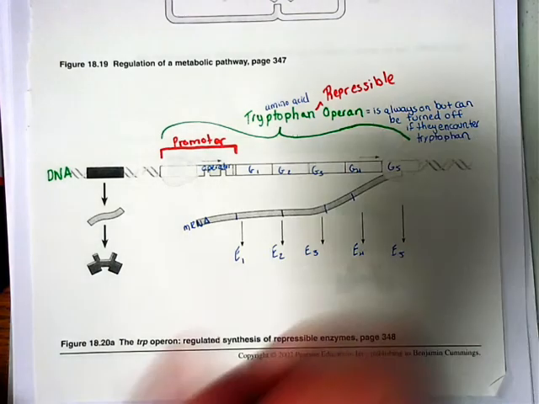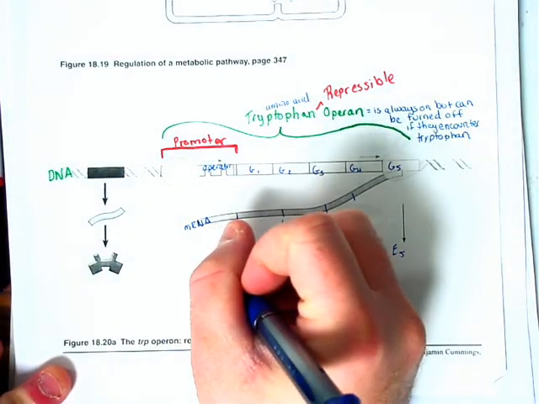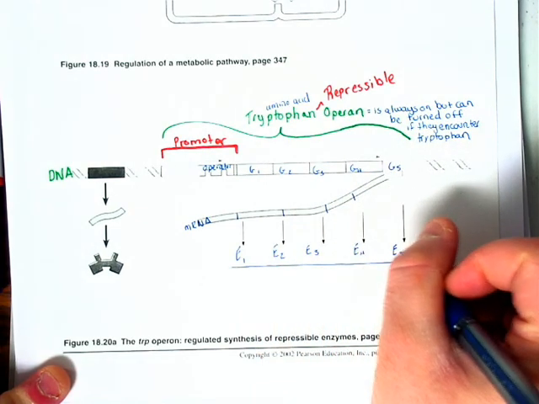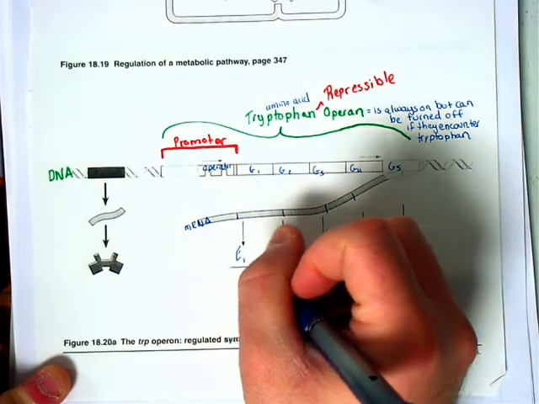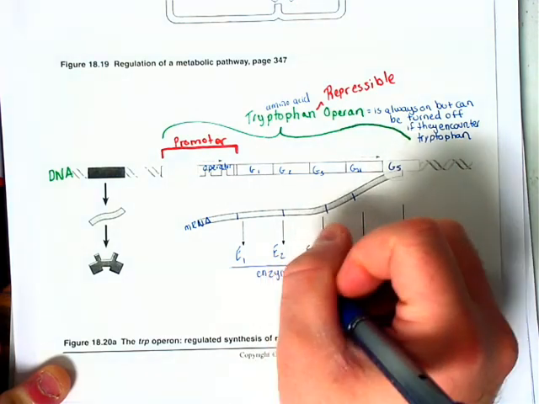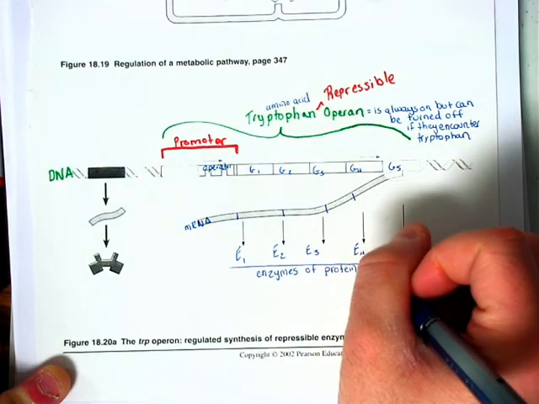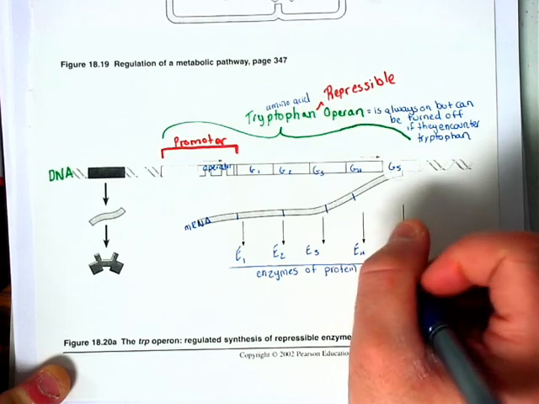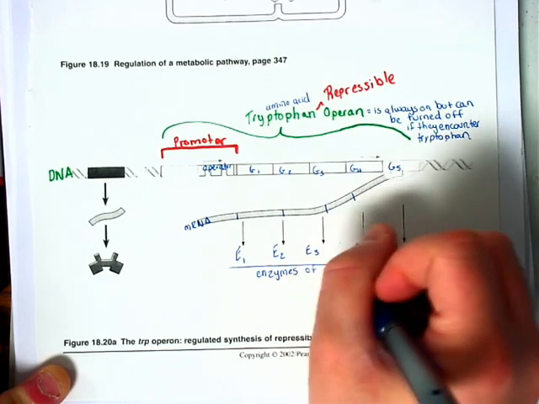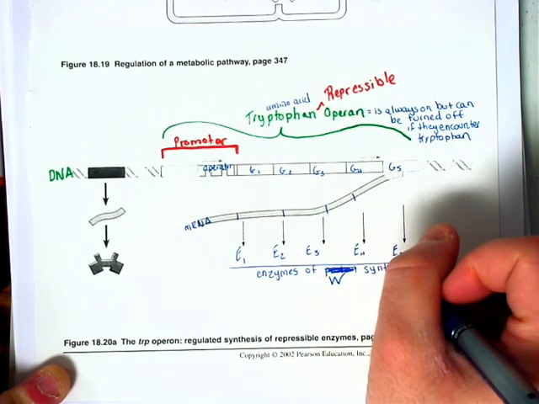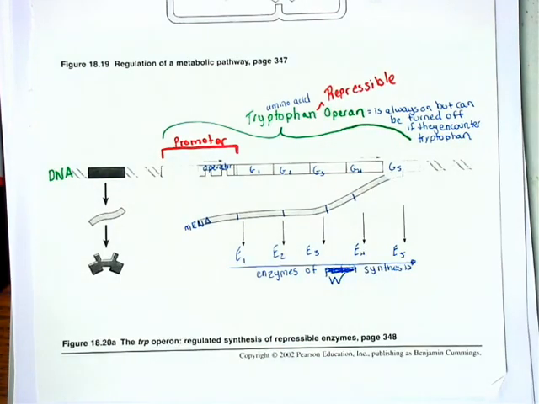Right? So right here, these would represent the enzymes of, I'm sorry, not protein synthesis, tryptophan synthesis. The enzymes of tryptophan synthesis. Good?